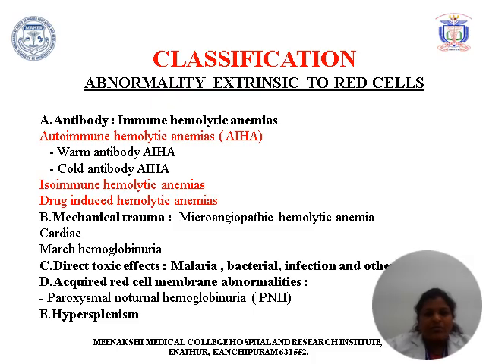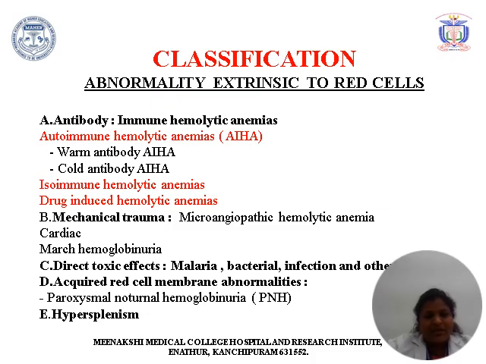Classification. There are extrinsic abnormalities and also intrinsic abnormalities. Let's see the extrinsic abnormalities. First is antibody mediated, which can be immune hemolytic anemias, and it is further classified into autoimmune, isoimmune and drug-induced hemolytic anemias. Autoimmune is further classified into warm antibody and cold antibody autoimmune hemolytic anemia.